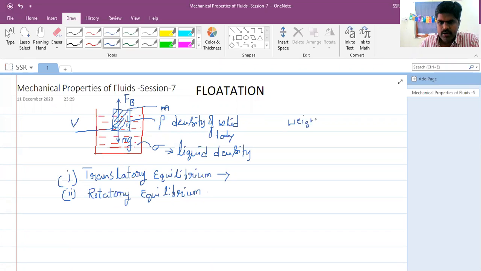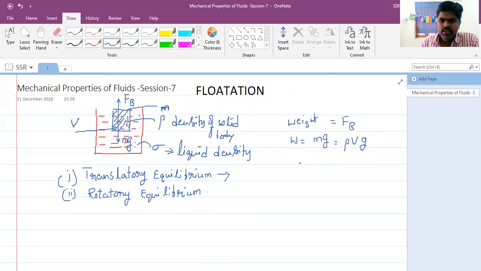The weight of the body should be equal to Fb on the liquid surface. So what is the weight of the body? You can calculate: weight W is equal to mg. Are you able to follow it? Where m we can write as density into volume. What is the density of the solid? Rho. So density into volume into g, rho Vg. That is the weight of the body.